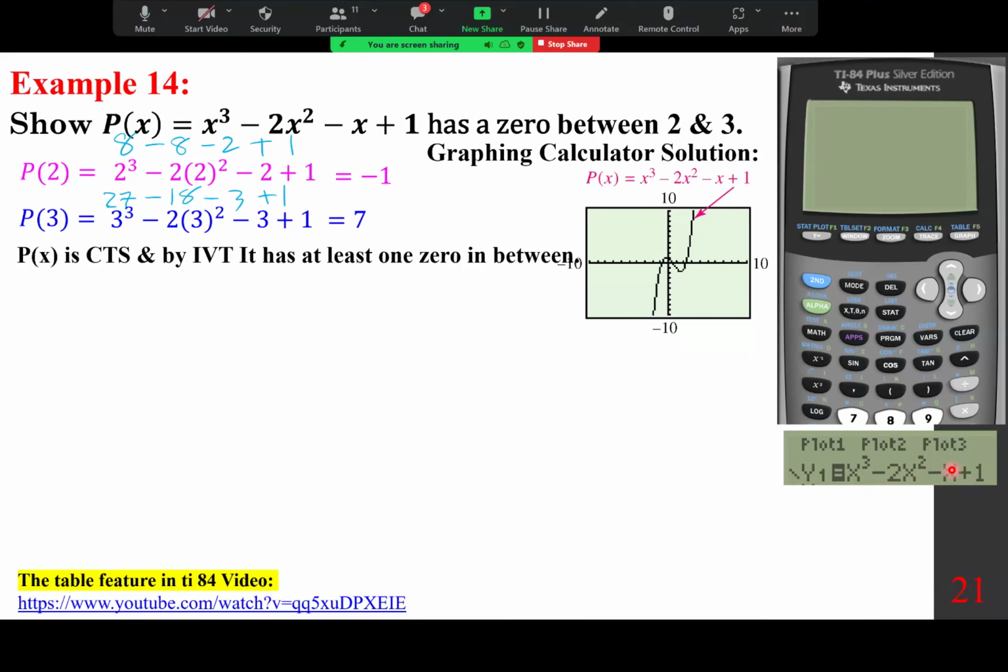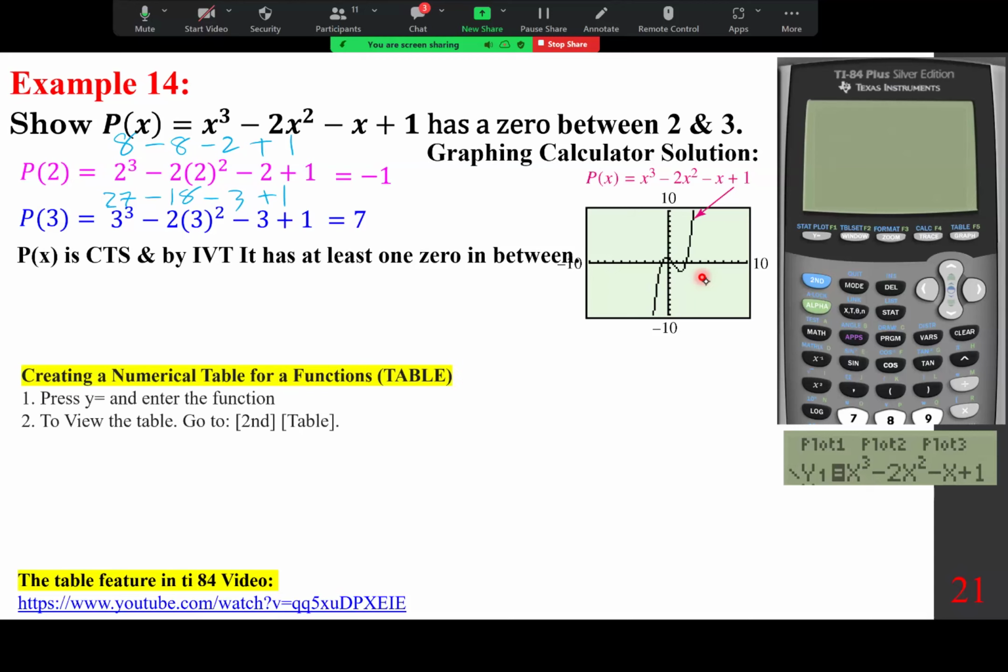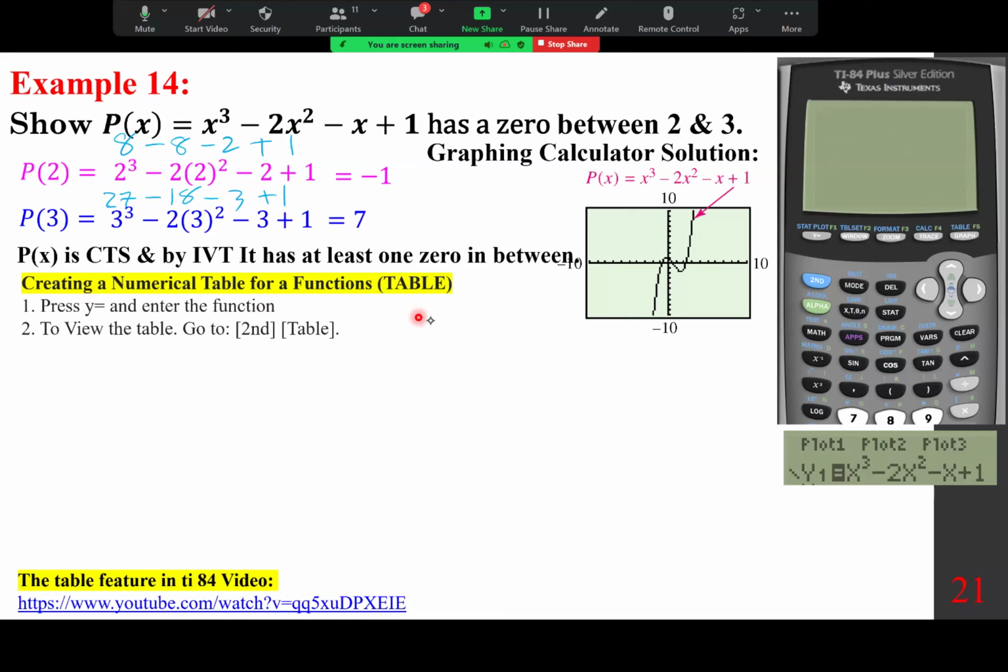And of course, if you click on graph, it brings up the graph, which looks like that. From the graph, you can estimate where the x-intercept is, but they don't just want the x-intercept. We have seen how to find the x-intercept using a graphing calculator. I want to discuss the table if you want to evaluate the function at different values. For creating a numerical table, you can go to this video class, I'll put it up, it gives you the details on YouTube. Or press Y and enter the function.